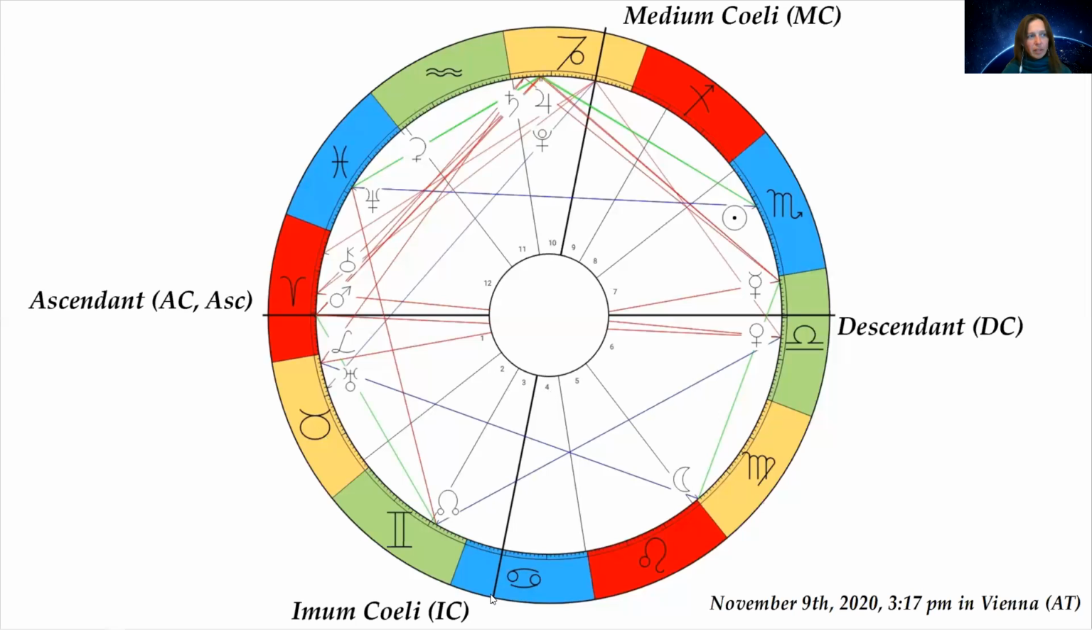And then we have this imum. I don't know how to say that in English. We call it IC anyway. It's the bottom, the place where we can look at home, not really a house, but home and the mother, under the influence of this Cancer energy.